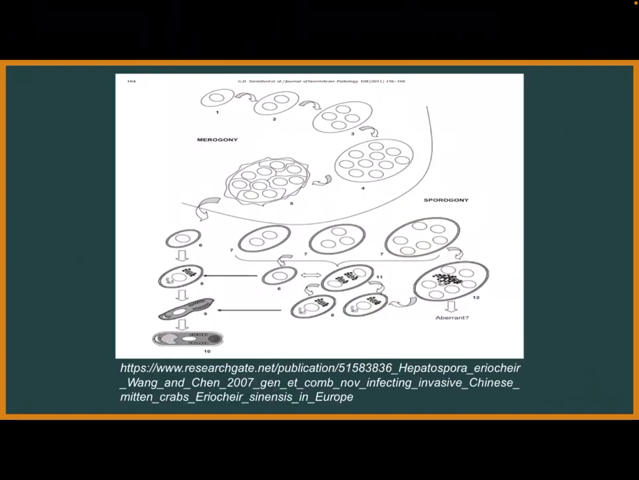The image is a proposed life cycle of Hepatospora based on histopathological examination from ResearchGate. As we can see, the first stage is merogony, then the formation of sporonts and then spores.